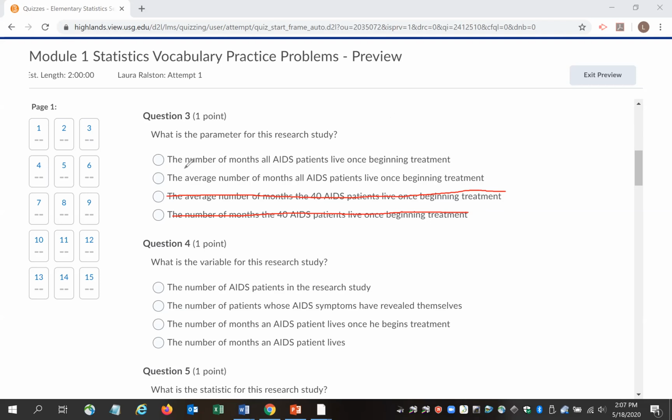Okay, and do I want just the number of months that they live, or do I want the average number of months? Remember, the parameter is the measurement, and the measurement that we're using for this problem is average. So it would actually be this second choice here. Again, use the process of elimination to eliminate some of your choices.